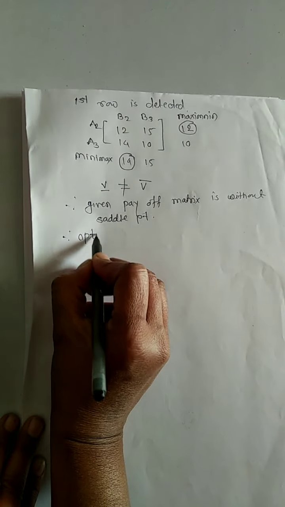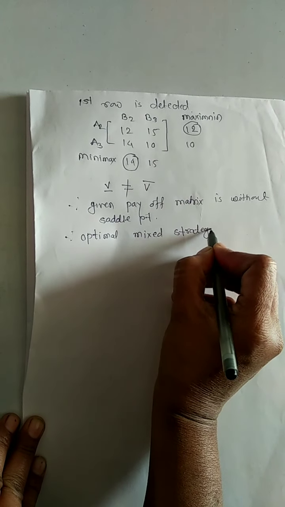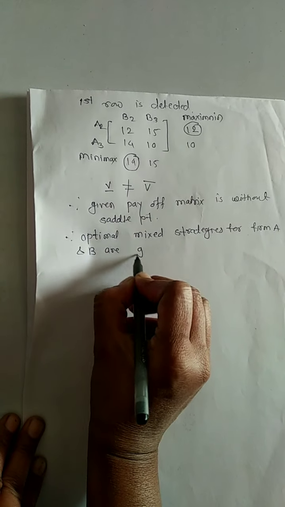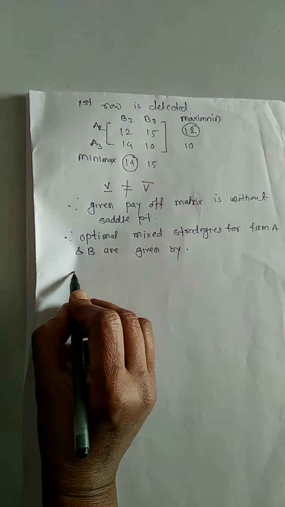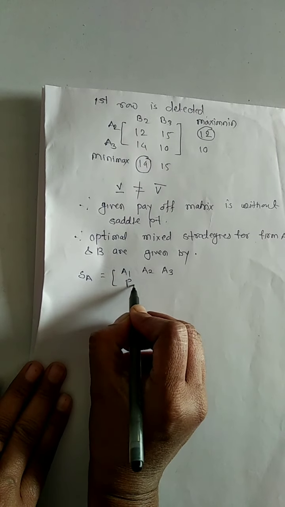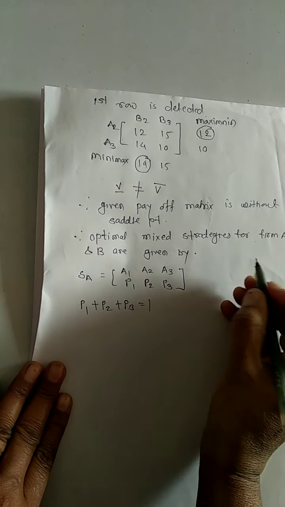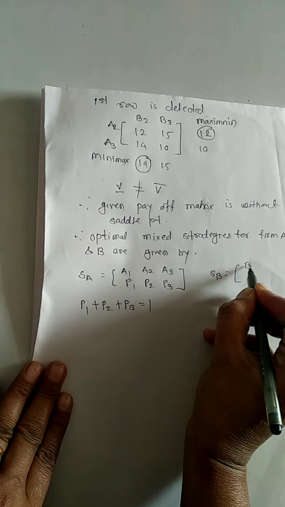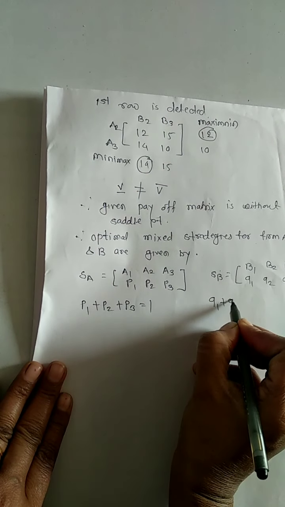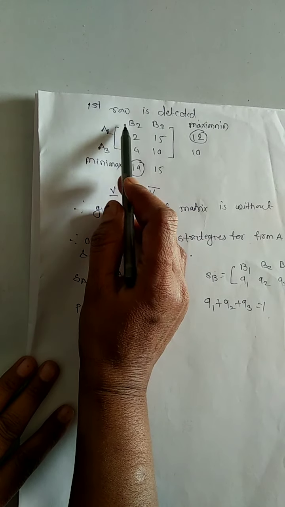Therefore, the optimum mixed strategies for firm A and B are given by SA equal to A1, A2, A3 with probabilities P1, P2, P3, where P1 plus P2 plus P3 is equal to 1, and the optimal strategy for player B is B1, B2, B3 with Q1, Q2, Q3, where Q1 plus Q2 plus Q3 is equal to 1.